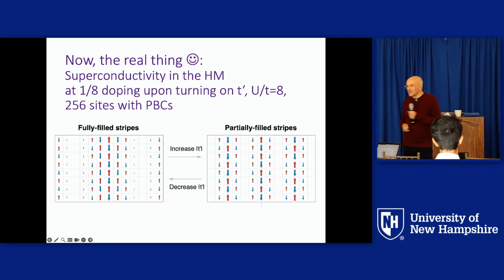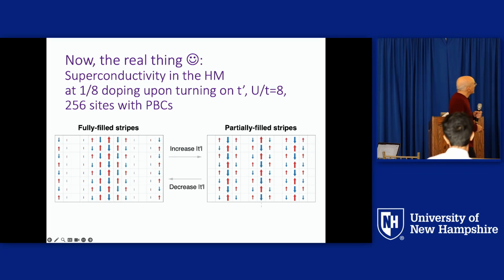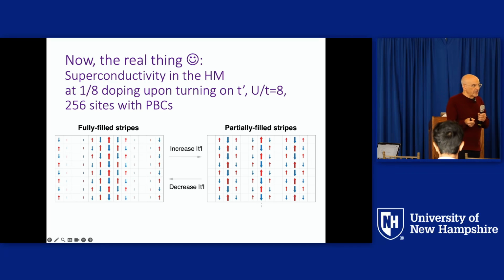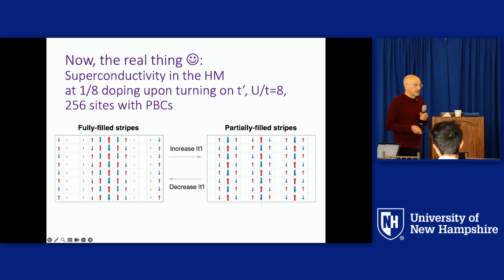You want to know something about superconductivity in the Hubbard model. So, the repulsive Hubbard model. What I'm going to show you are our most recent results on how, if I take 1.8 doping and turn on a T prime, whether one can induce superconductivity or not.